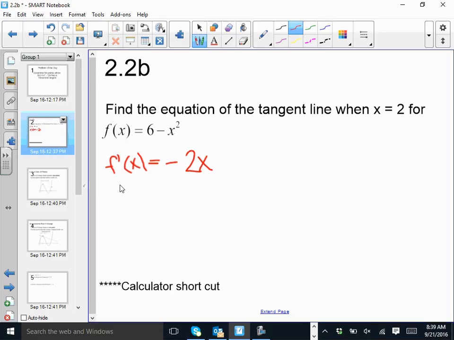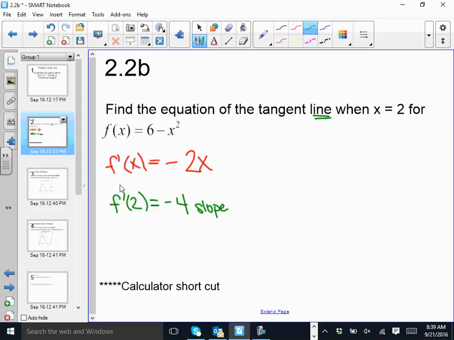Okay, so now what do we need to do with the derivative? Plug what in? So our slope is what? Negative 4. If it helps, like if you're writing the tangent line equation, if you need to write the word slope next to that number, feel free. Okay, you need to recognize that the derivative means slope.